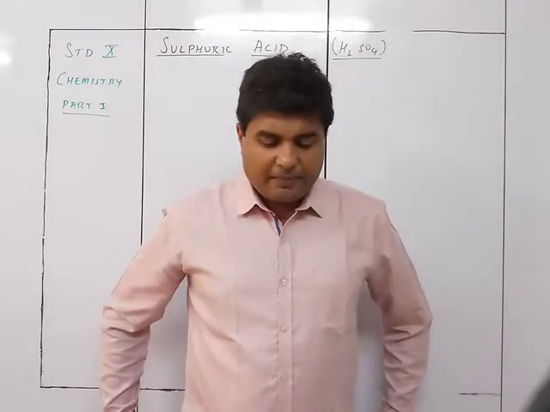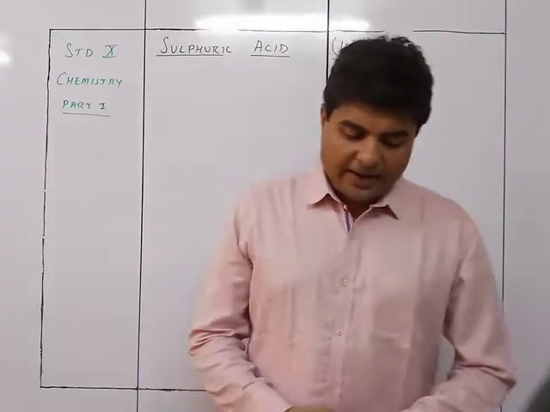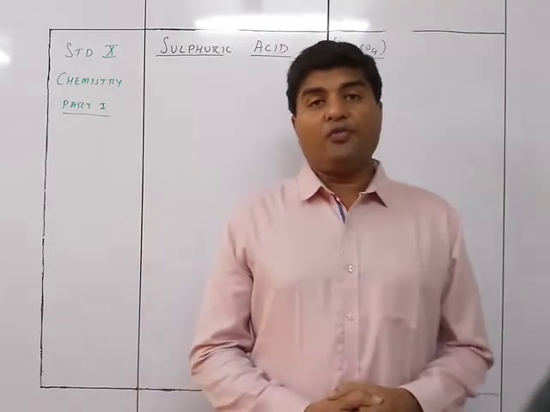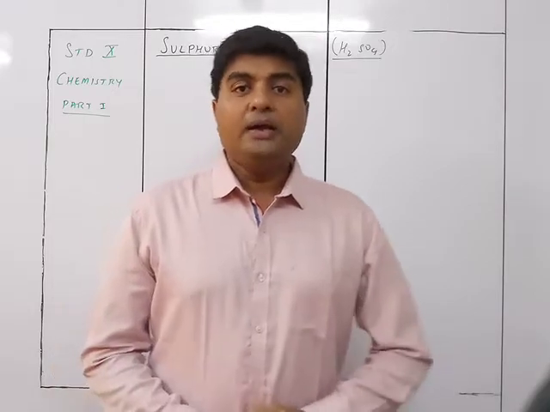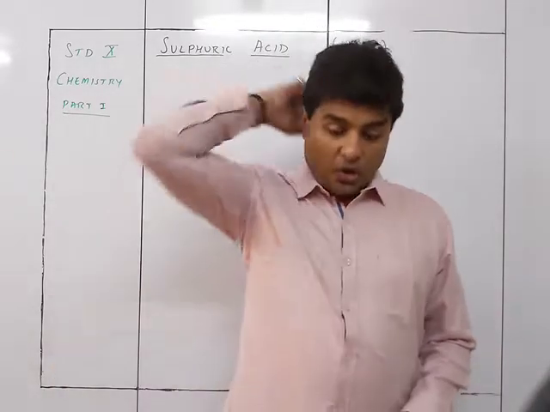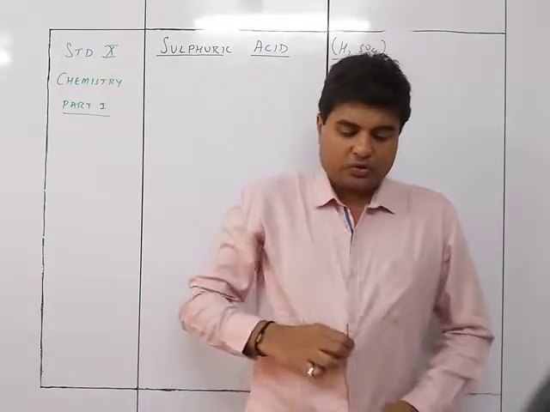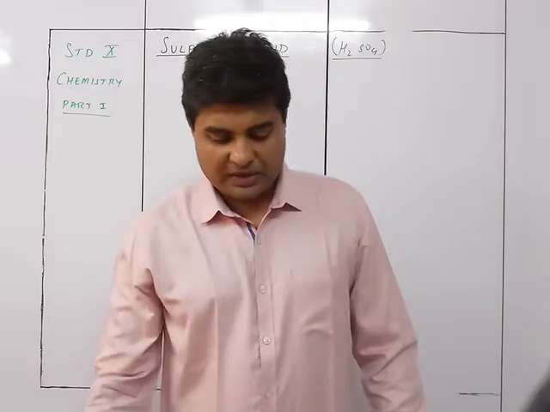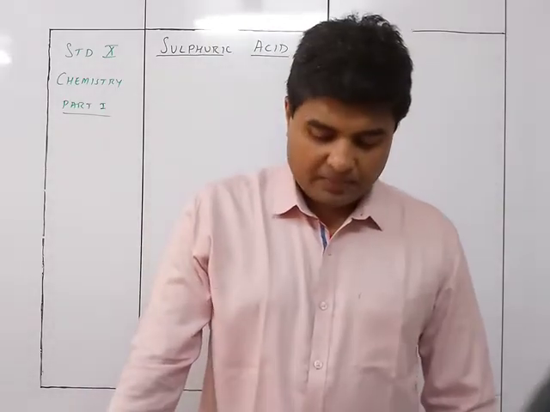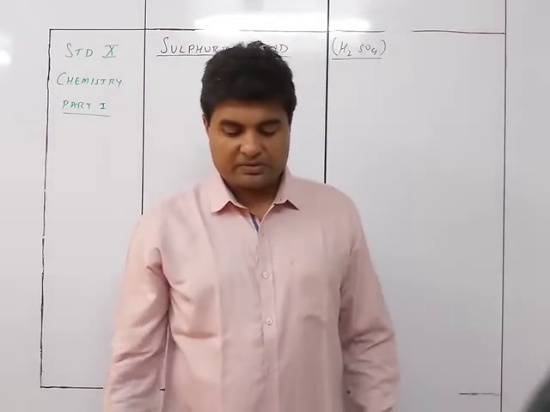It was initially prepared by distilling green vitriol, that is FeSO4.7H2O, and hence the name oil of vitriol, because it was formed from FeSO4. That's why, from the green vitriol, it was named oil of vitriol. Hence the equation was FeSO4.7H2O gave me Fe2O3 plus SO2 plus SO3 plus water, giving me as the result H2SO4 plus 13 water.